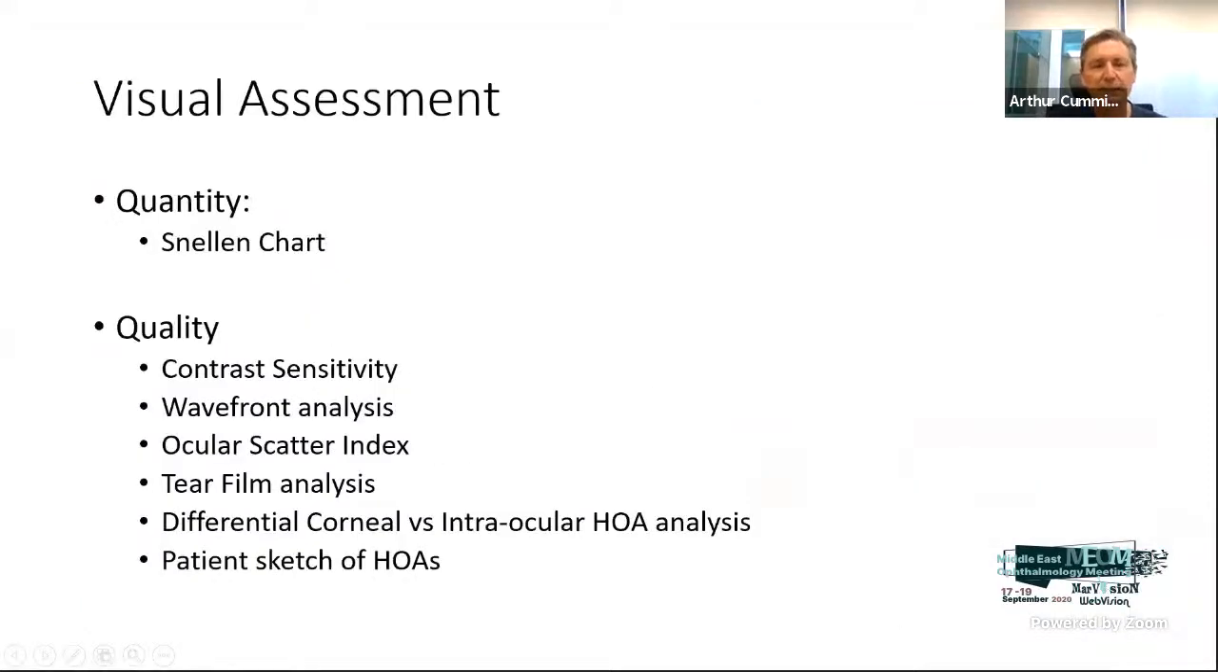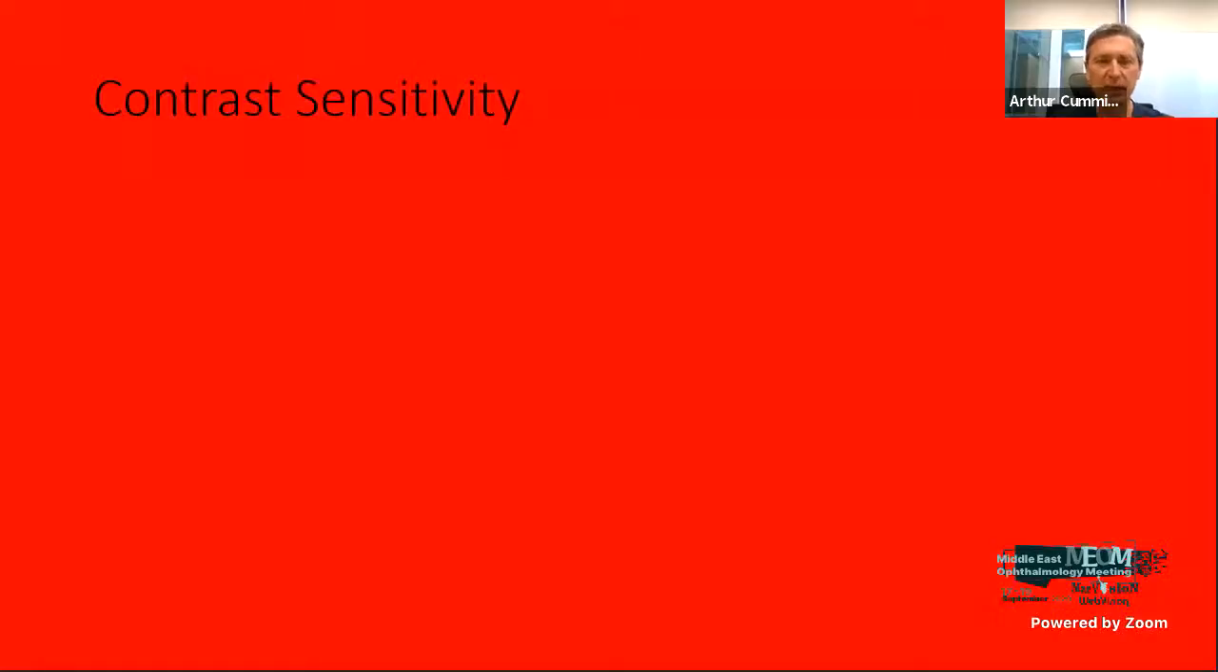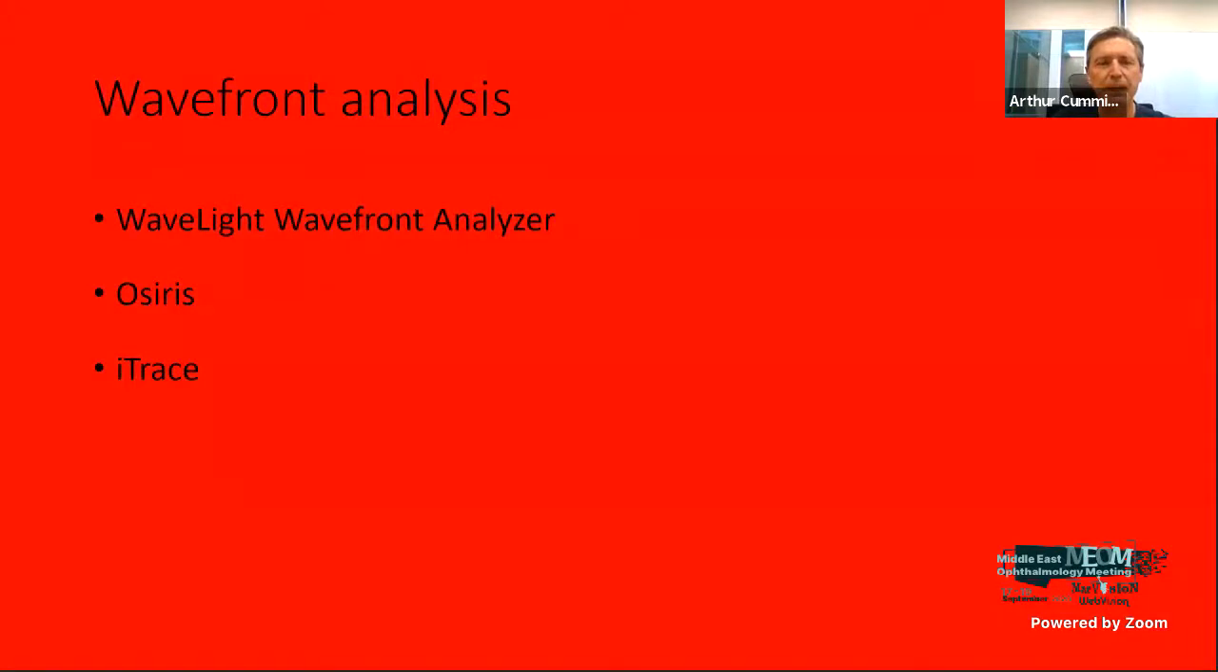Generally speaking, on a Snellen chart we only measure quantity. The quality includes things like contrast sensitivity, wavefront analysis, ocular scatter, tear film, differential corneal and intraocular high order aberration analysis, and also the way a patient would sketch their own high order errors. Contrast we're not going to go into now, we're all aware of it, but it's a super important sign of not seeing well. For wavefront analysis, I'll speak a little about the WaveLight wavefront analyzer, a bit about the OSIRIS, and a bit about the EyeTrace.